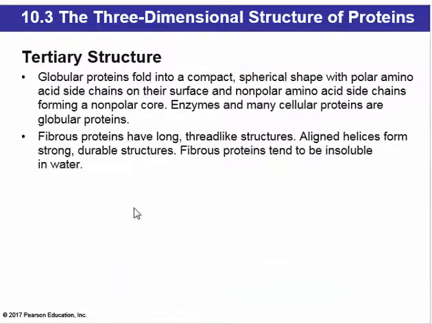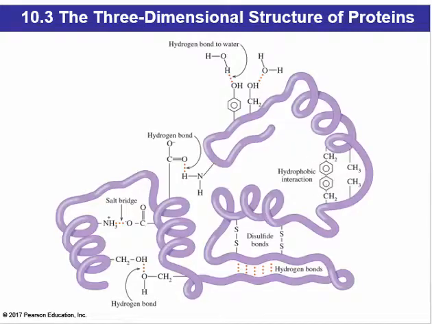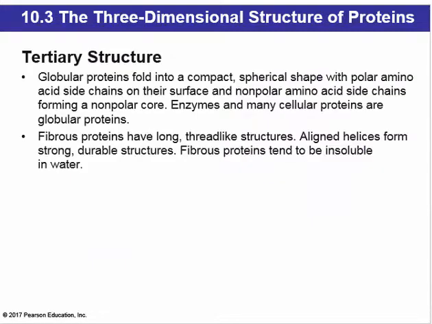There are two main categories of tertiary structure. We have the globular proteins, which fold into sort of like globes, if you will. So a compact spherical shape with the polar amino acids on the surface and the nonpolar amino acid side chains in a nonpolar core. Enzymes and many proteins that are found in the cell are globular proteins.